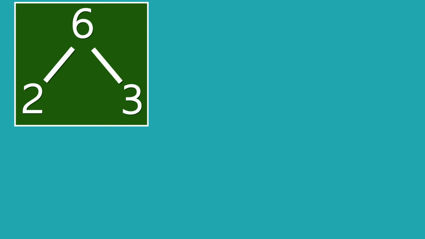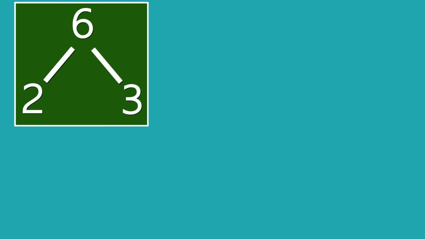So when I'm breaking a number down into its prime factors, I'm trying to find two numbers that multiply together to give us that number. So with 6, I can split it into 2 and 3, both of which are prime numbers, and that works because 2 times 3 gives us 6.